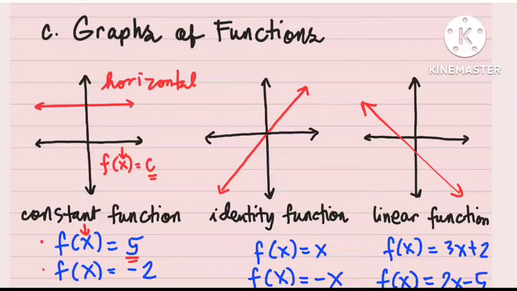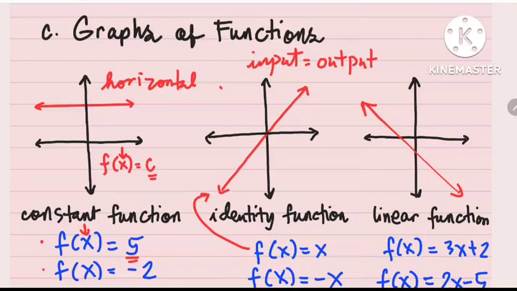Next is the identity function. In the identity function, the graph is like this. If your identity function is f of x is equal to x, meaning your input is equal to your output. So when you have equal input and output, you will be able to form this line here. But if your identity function is f of x is equal to -x, then the graph will be like this. It will be falling to the right.